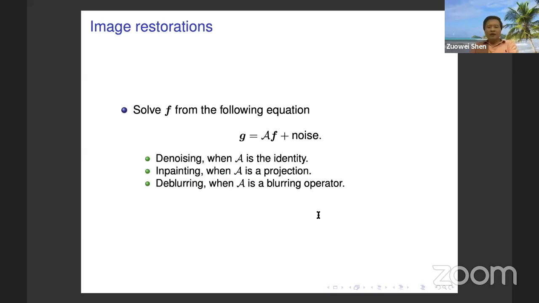So for image restoration, the typical one is you have the data G, but you are not happy with G. You want to get the F. G is generated by F passing through some operator, and there is also noise. When A is the identity, it becomes a simple denoising problem. But when A is a blurring operator, you are deblurring. When you don't know A, then it's blind deblurring.